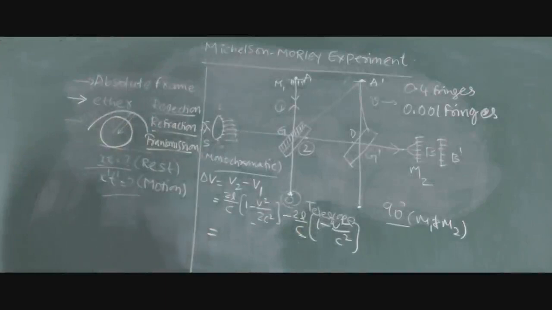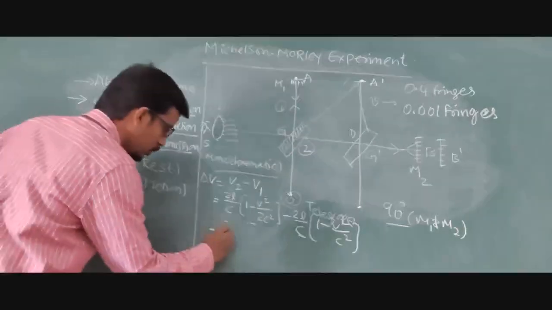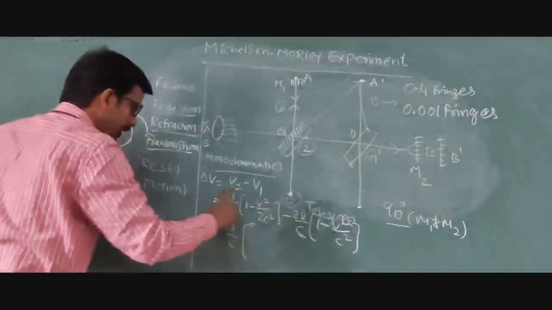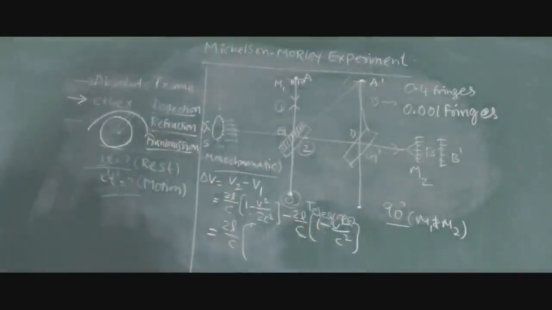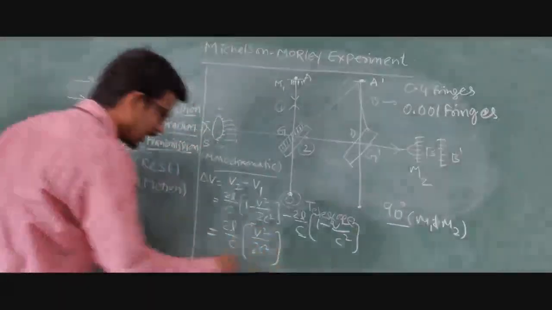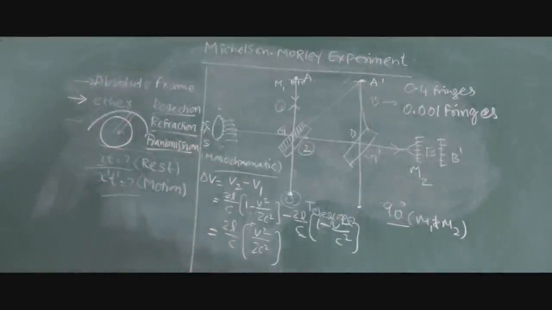Understood? So what is the value we are going to get here? We are getting an entirely different value. Taking 2L by c common and subtracting both, the plus 1 and minus 1 cancel, and we get b square by 2c square. That is the remaining value we are going to get. Now what happened?